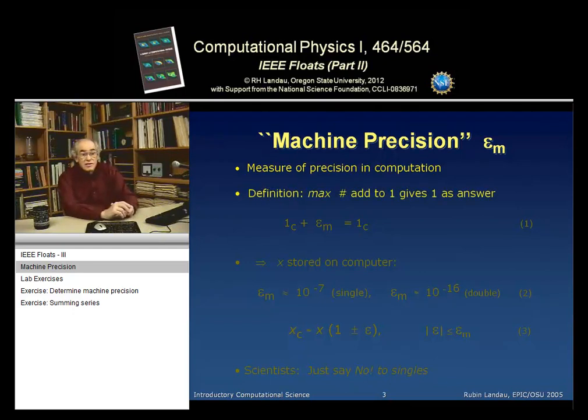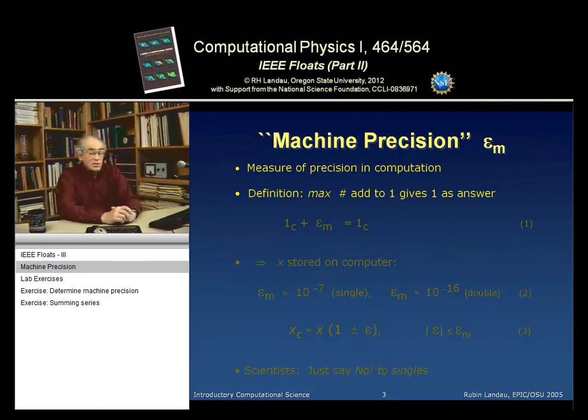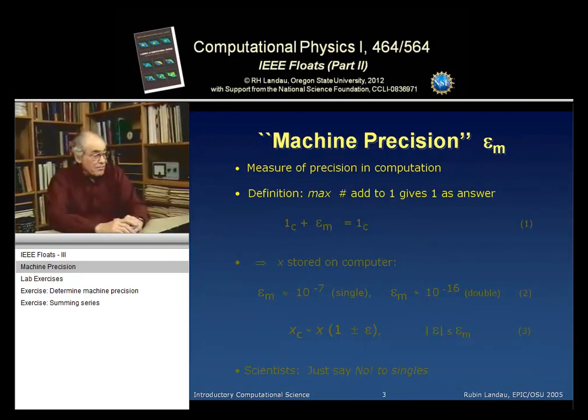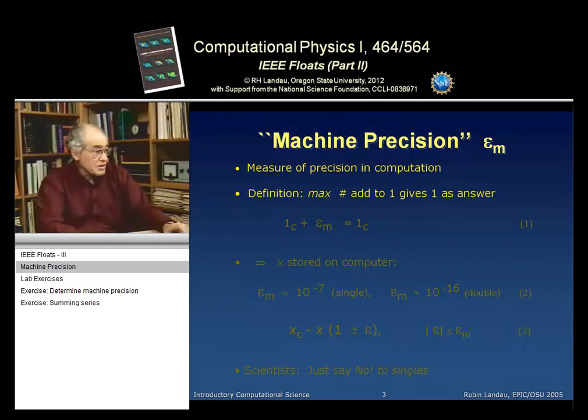And it's very easy. It says, if I have a computer number and I just keep adding a small number to it and make the number bigger until at some point it changes the number, that's the machine precision. If you want, you can say, here in equation 1, we need to find the largest possible value of epsilon sub m, epsilon meaning some relative error, m meaning machine, so this is machine precision, the largest value of this small number such that when we add it to 1 as stored on the computer gives us 1 back.